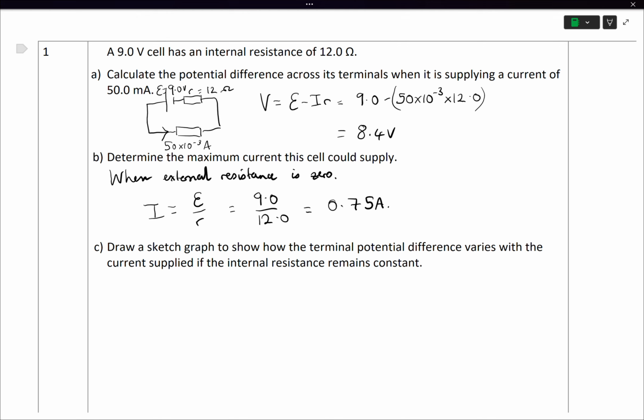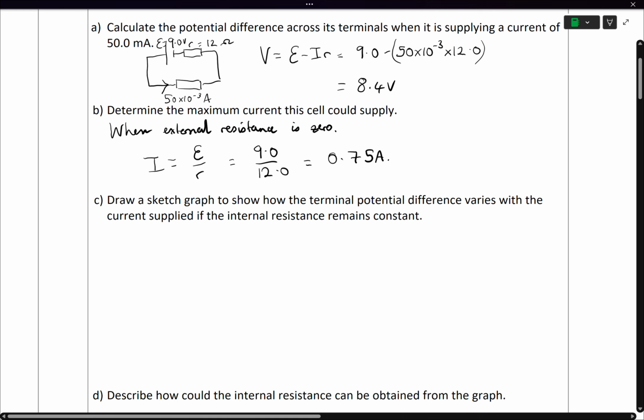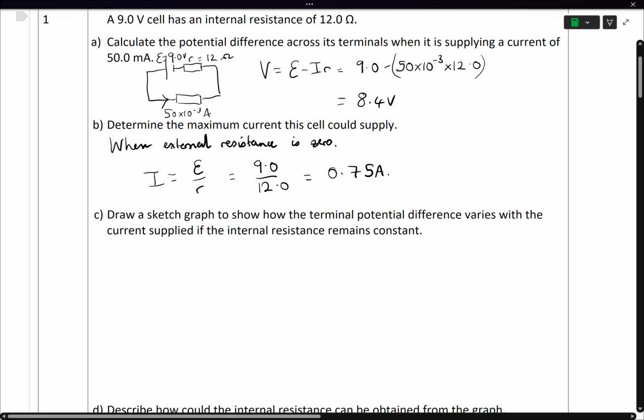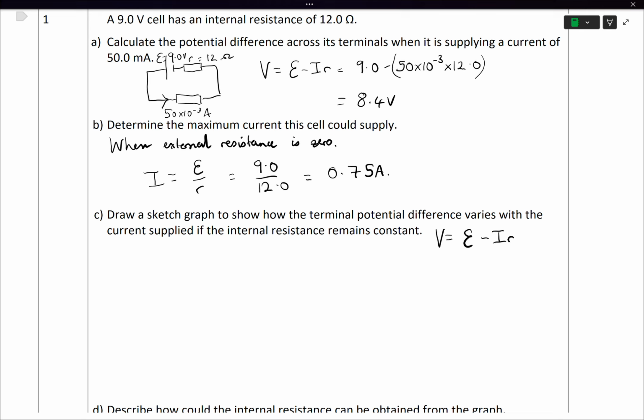Draw a sketch graph to show how the terminal potential difference varies with the current supplied if the internal resistance remains constant. So again, the key idea is spotting this, that V is equal to the EMF minus the internal resistance times the current. So if I plot a graph of terminal potential difference, that's V, against the current, that's I, then effectively I just need to do a slight rearrangement on this equation to minus R times I plus E.